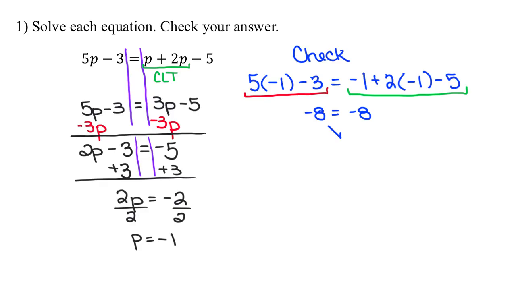How do you know negative 8 is right? Because if I worked all my steps out, 5 times negative 1 would be negative 5. Negative 5 minus 3 is negative 8.